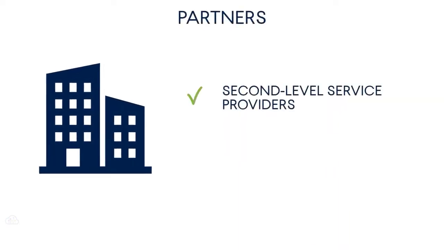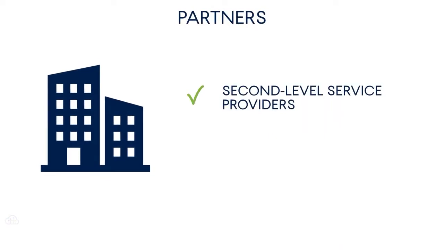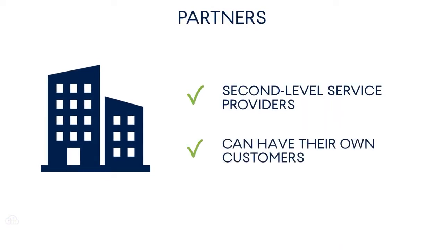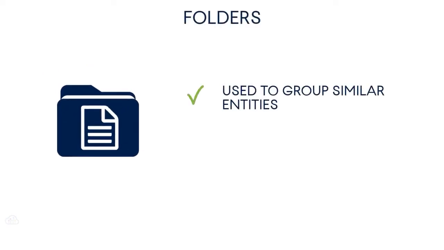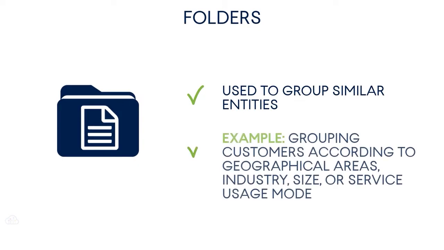Partners are second-level business partners that a large managed service provider can have. Those second-level business partners can have their own customers. Finally, folders are used to group similar entities according to some predefined criteria. For example, you can group customers according to geographical areas, industry, size, or service usage mode.